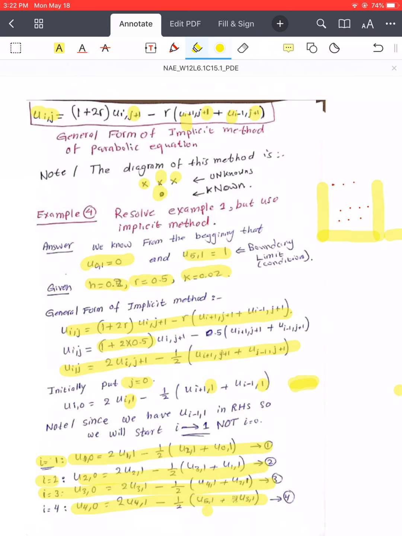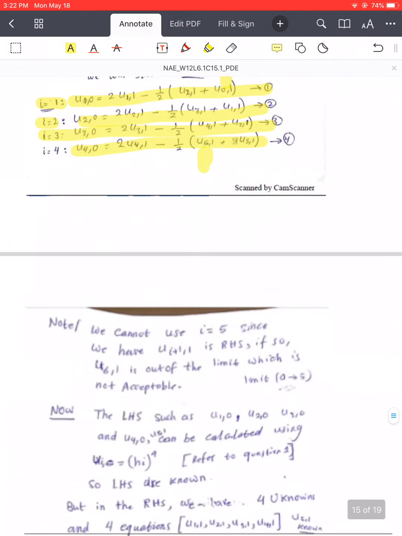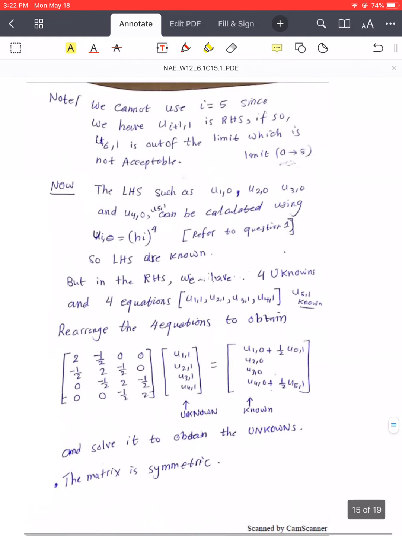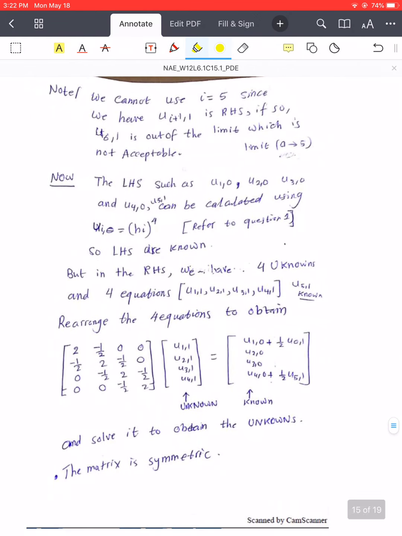Why 4? Because like this one here, 5, 1, we know it. And like this one again, 0, 1 is somewhere here. Again, like this one, we know it. So there are 4 unknowns, which is a system of linear equations. Rearrange it and go to the next slide. It looks like this. So here it is, that one, after rearranging.